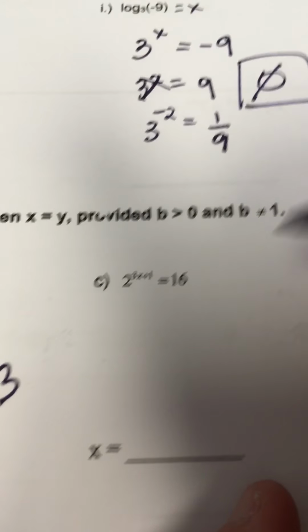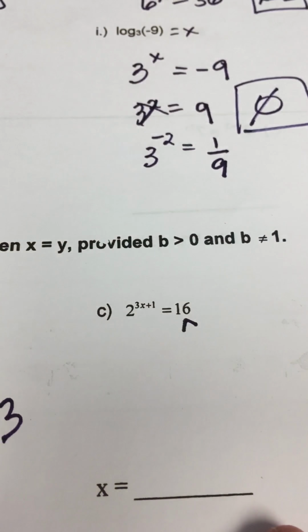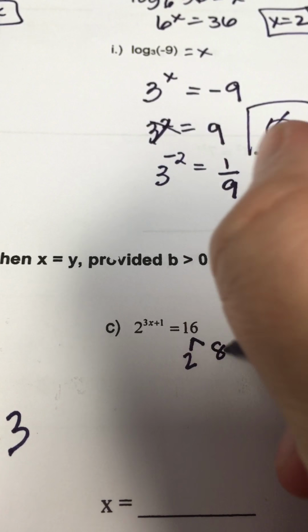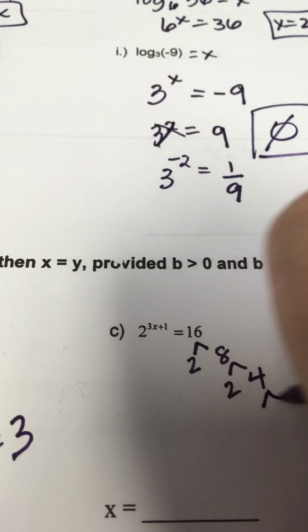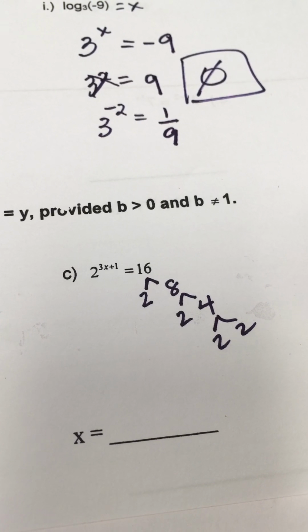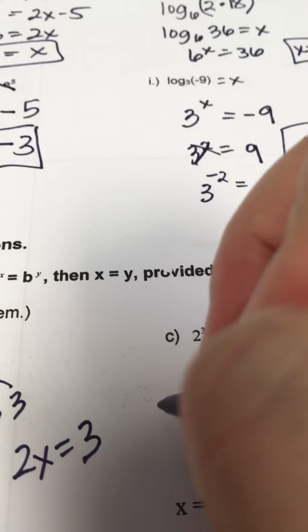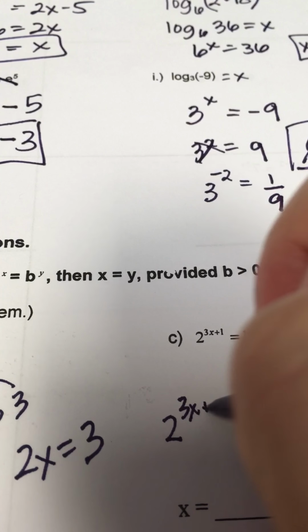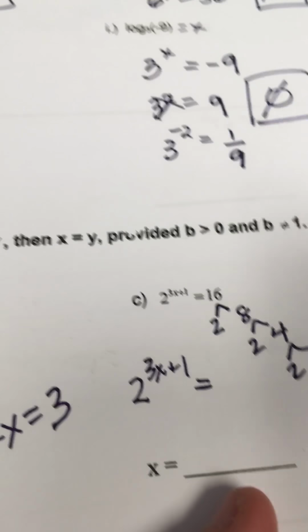Same thing on letter C. I have my base of 2. Well, let's break 16 down so it can be in terms of a 2. It doesn't matter if you do 4 times 4 or 2 times 8. So 2, and I have 3x plus 1 on the left.